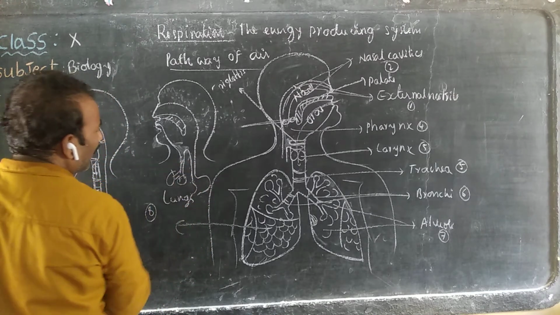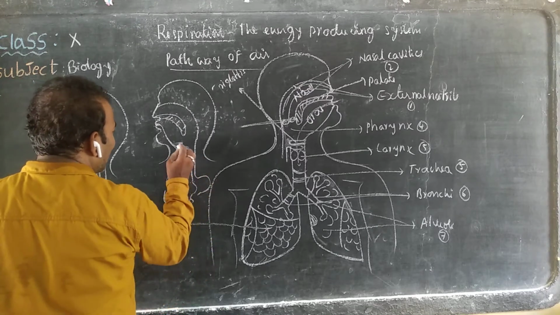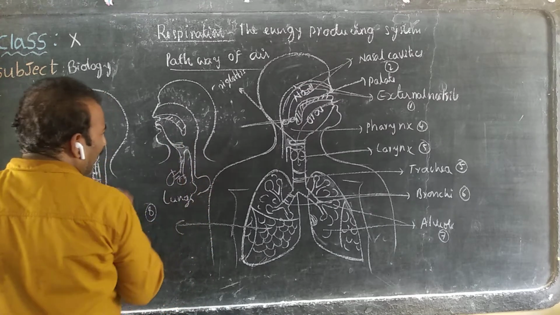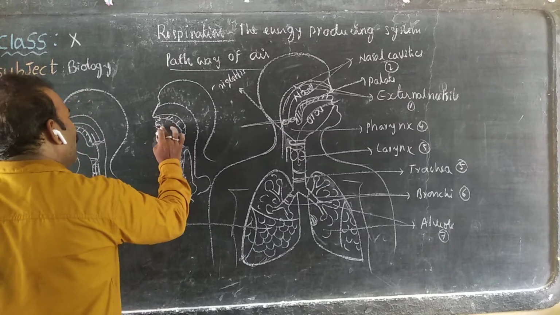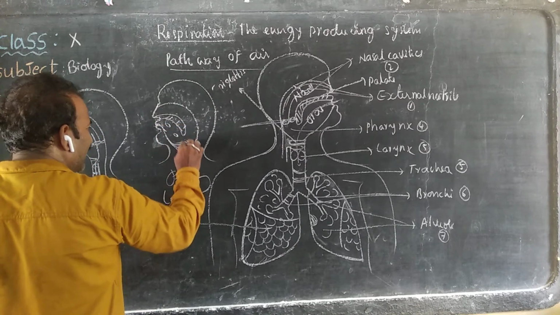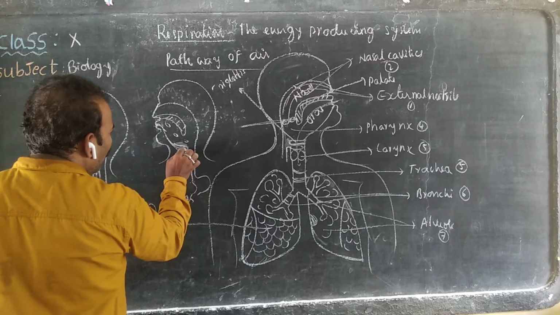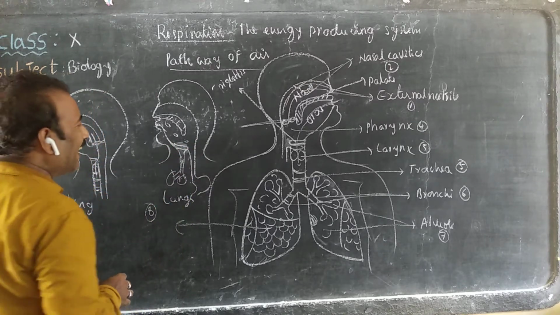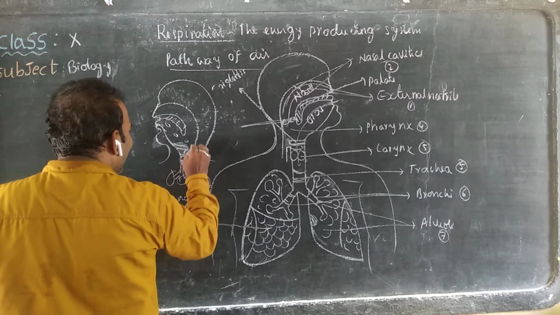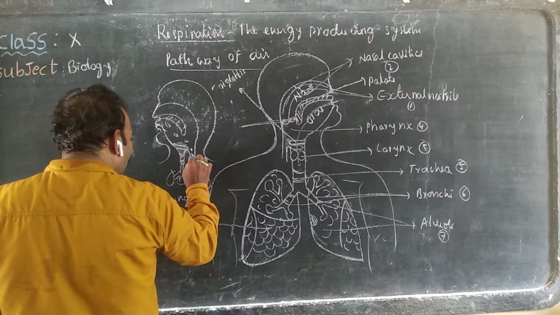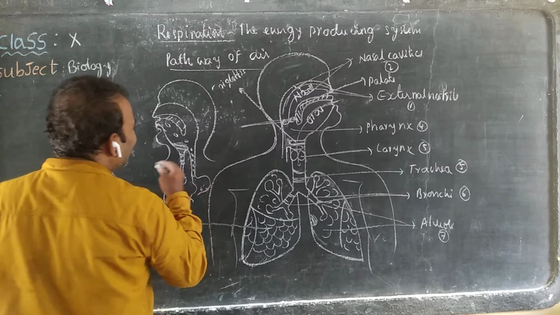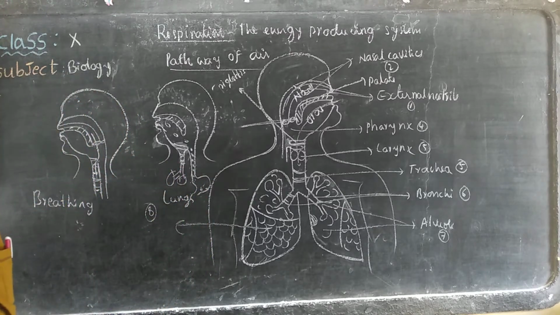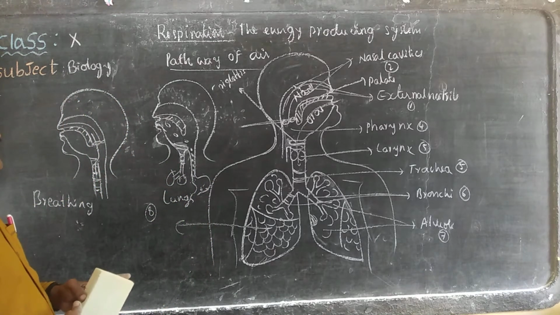Yes, lungs. Look here, at the top of the trachea, there is an epiglottis. Suppose we swallow the food bolus, then this epiglottis is covering the trachea. Then the food is swallowed. The food passes through this esophagus and reaches the stomach. Yes, you should observe that clearly.